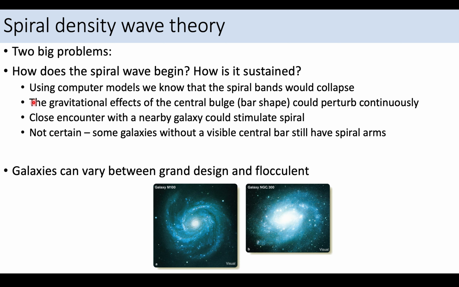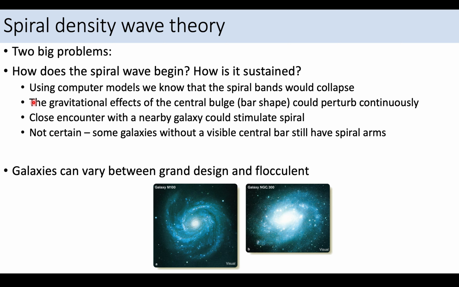So the two different ideas in how this occurs for so long are that, one, maybe it's the gravitational effect of that central bulge. That central bulge, remember, is the bar shape in the center of our galaxy. Maybe the gravitational pull of that, and the fact that it's not a sphere, could actually perturb the galaxy enough to keep the spiral bands in place.